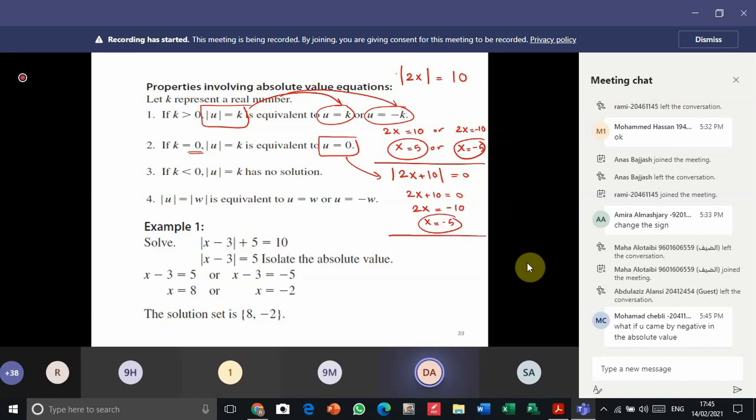But if k is negative, directly no solution. For example, if we have the absolute value of 2x equal minus 10, this is directly no solution. Why? Because the absolute value must be positive, not equal negative 10. On the left hand side we have absolute value of 2x, on the right hand side we have a negative number. This is impossible because the result of the absolute value is always positive.